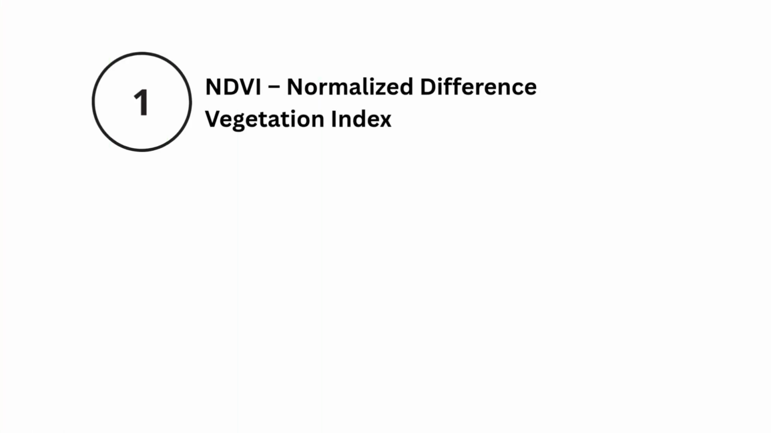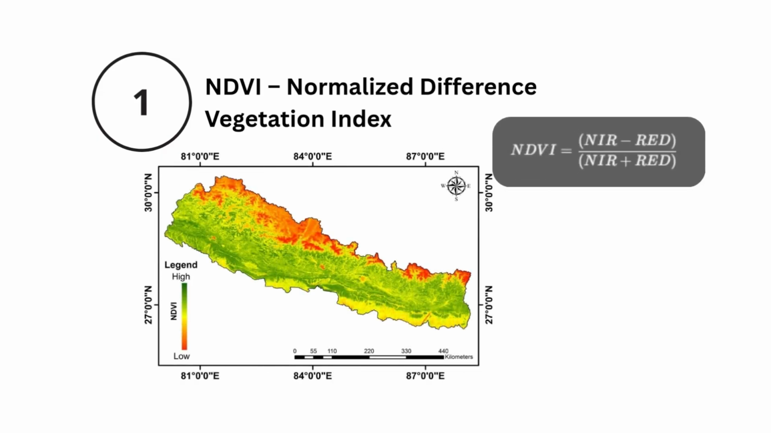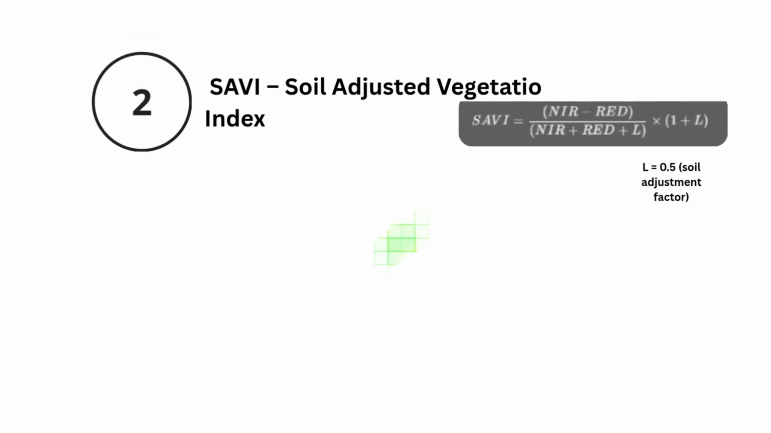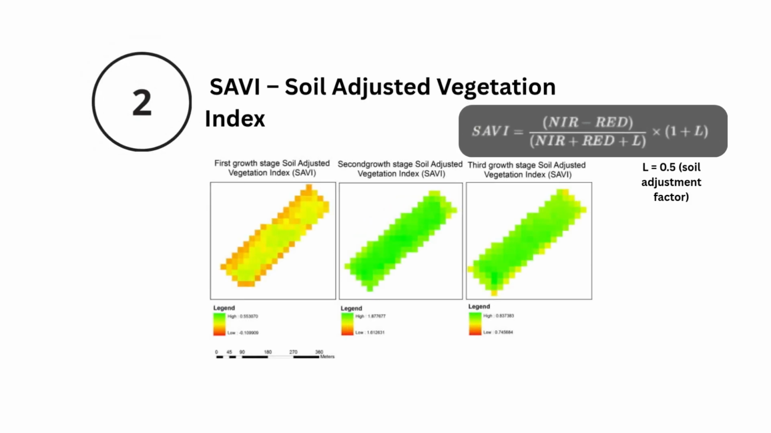1. NDVI, normalized difference vegetation index. It measures vegetation vigor, with higher values showing healthier, denser vegetation. 2. SAVI, soil-adjusted vegetation index. SAVI reduces soil background influence, making it especially useful in areas with sparse vegetation.